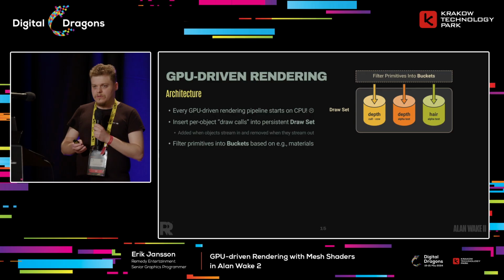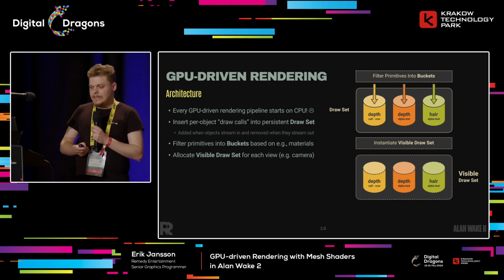These are then filtered into something we call buckets, and these are based on materials. For instance, the bucket here in the middle is where we would insert our vegetation, because it's alpha tested and it needs to go through the depth pass. And the bucket to the left is where we would insert our rocks and stuff, which is single-sided and not alpha tested. But this is still kind of an abstract concept.